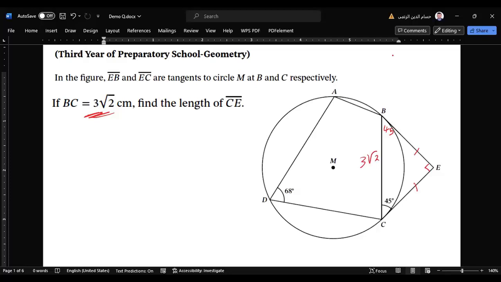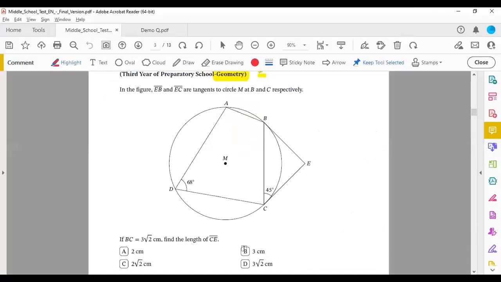Here we have a 45, 45 triangle. From the trick, the ratio between the sides is 1 to 1 to √2. And here the hypotenuse is 3√2, so this triangle is multiplied by 3. So CE will be 3. So the answer here equals 3. Yeah, our answer here is 3.